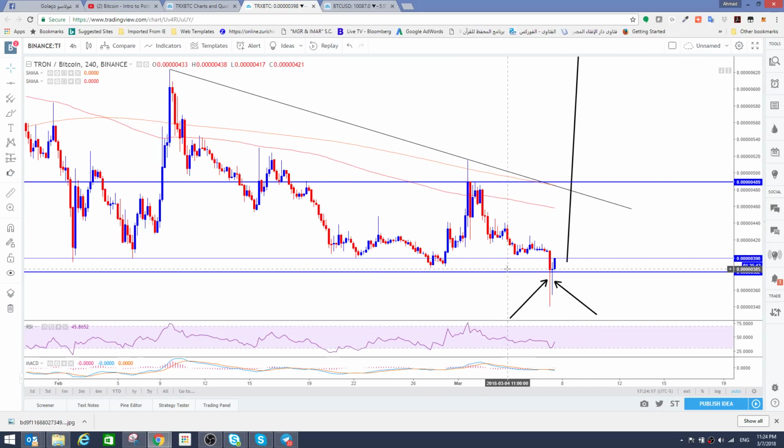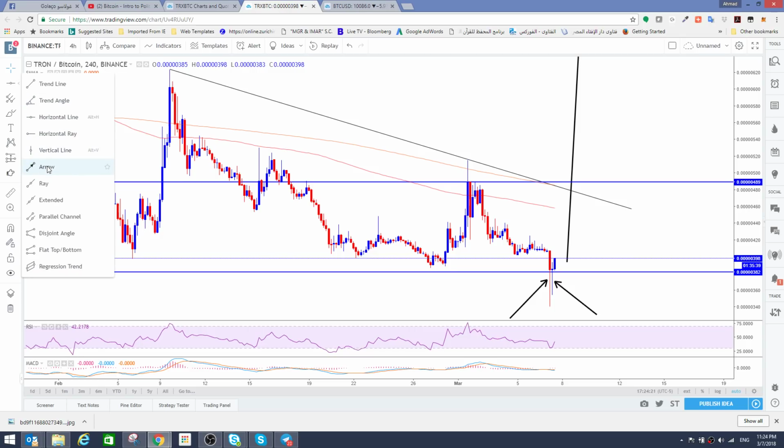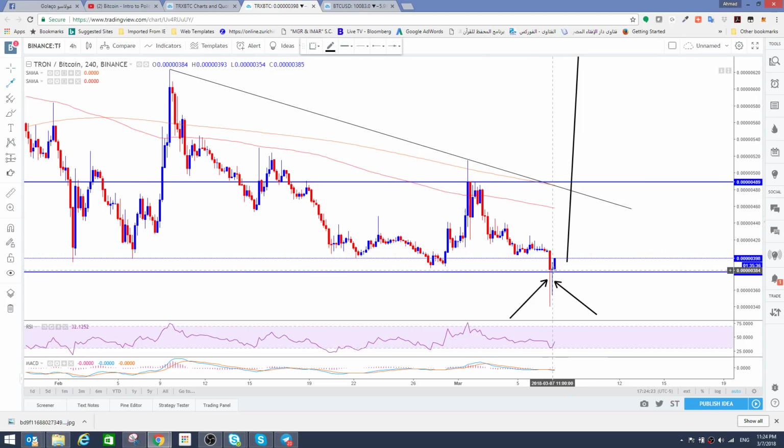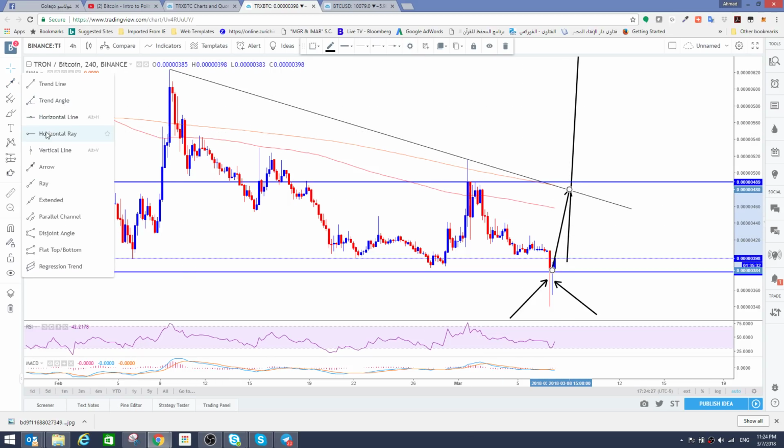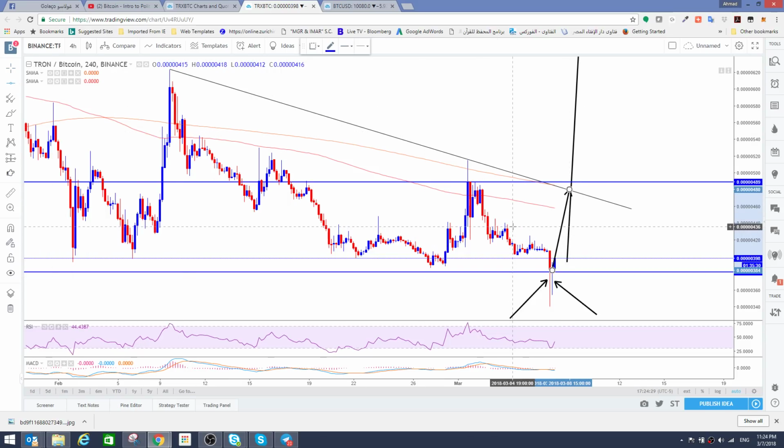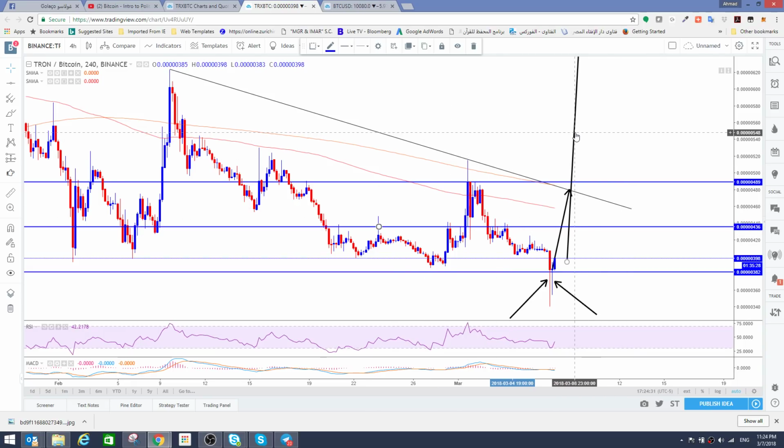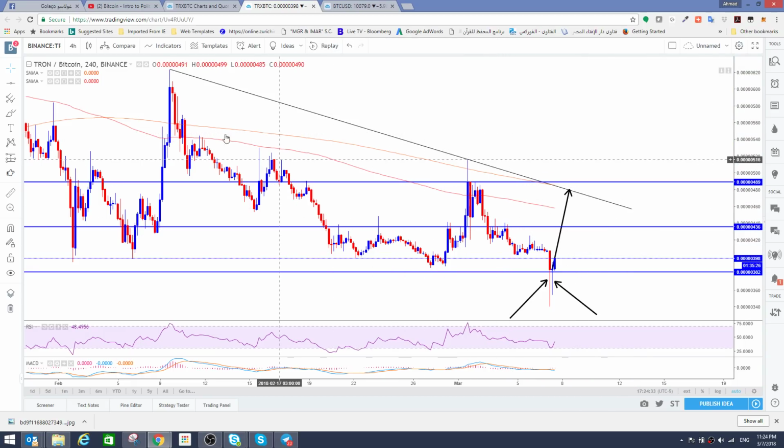because it will move very, very fast. So what I can imagine at this moment is that it should do this, testing this trend line. Let's give this analysis and see how it will move, if it's correct or not.